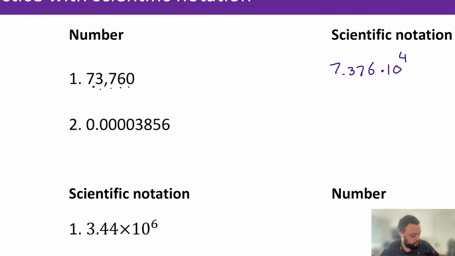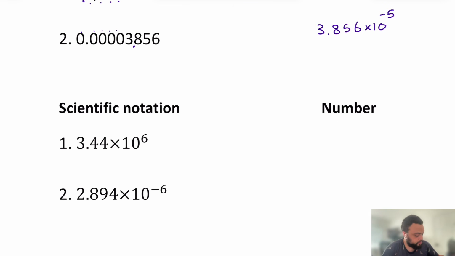Do the same thing here. The decimal needs to go right there. There end up being 1, 2, 3, 4, 5 zeros before the number that needs to go to the left of the decimal, including the zero that's before the decimal point. That gives us 3.856 times 10 to the number of zeros there are, which is 5, and it's going to the left this time, so it's negative.